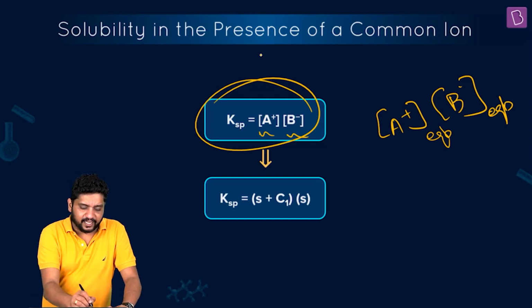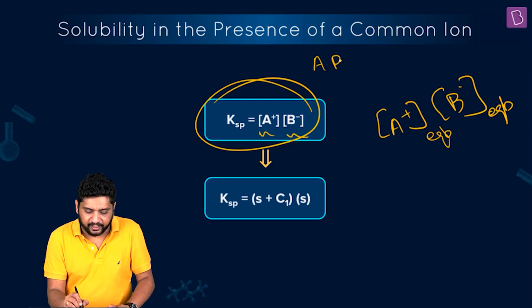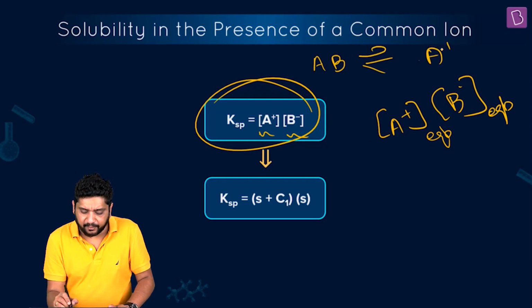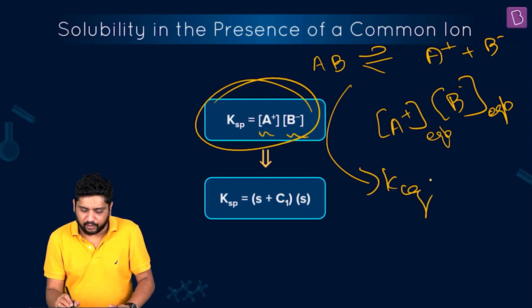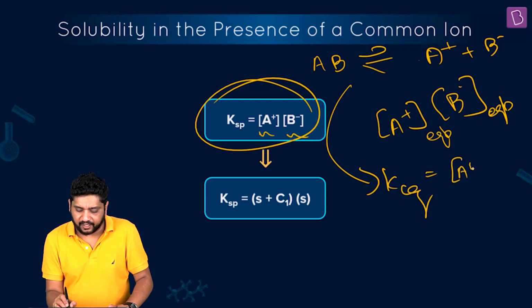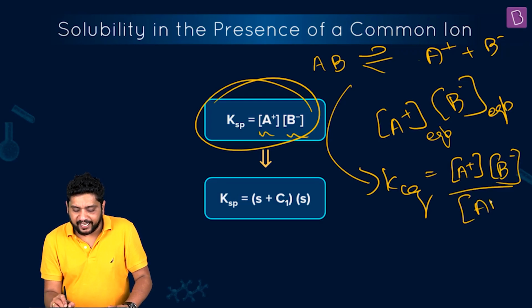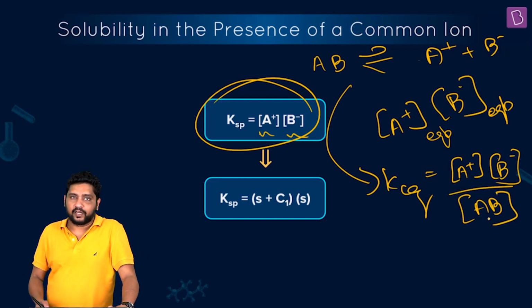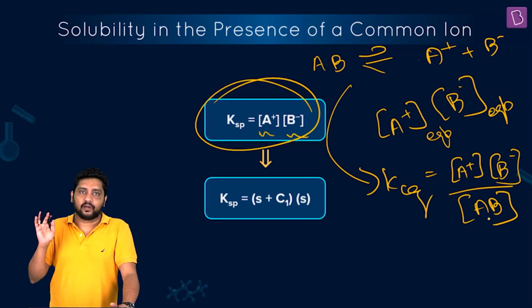So let's say I'm looking at the equation AB giving A plus plus B minus. If I want to speak about the equilibrium constant, it is supposed to be A plus times B minus divided by the activity of AB, and AB being your pure solid, whatever remains, whatever is not dissolved.